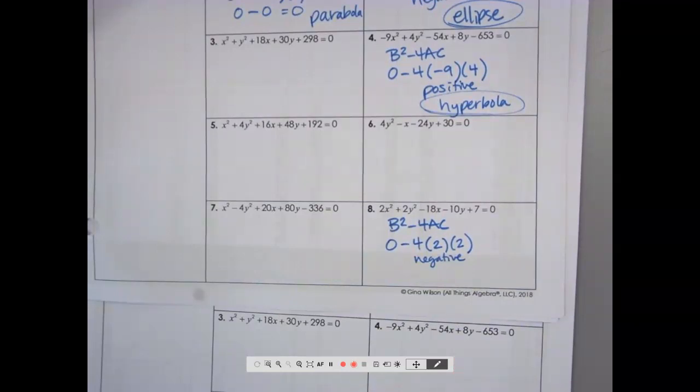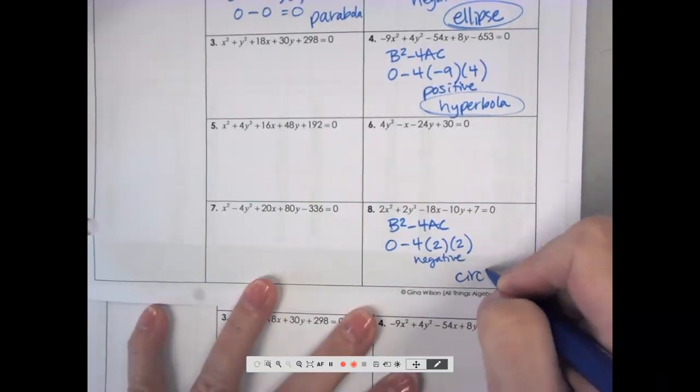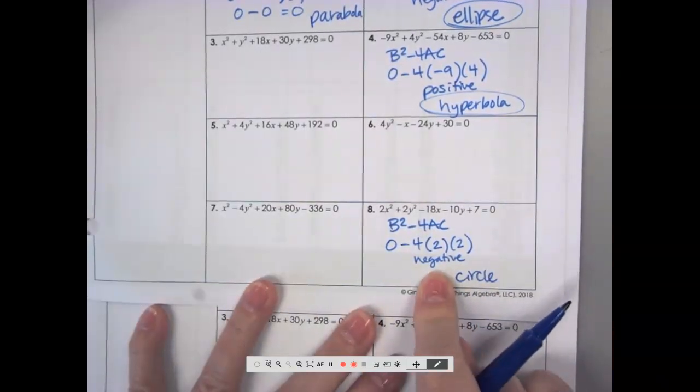Okay, then once you get your value, make your decision. Kind of gave that one away, didn't I? We haven't done a circle. Let's do number 8. This one is a circle. So you should have gotten a negative number.